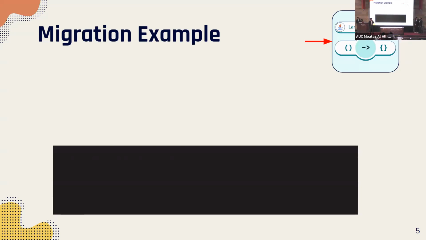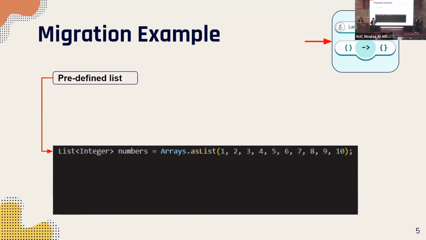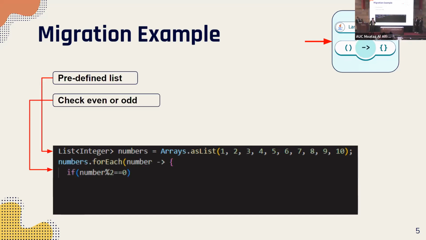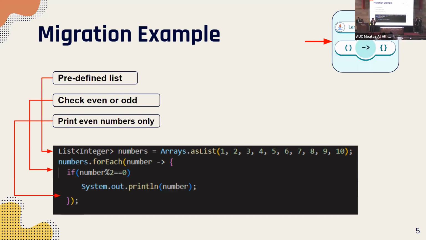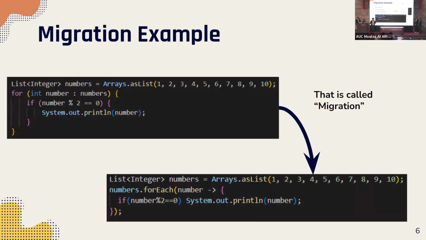After introducing lambda expressions, we can write this same logic in this way. This is the same predefined list, and now we use forEach on the numbers list, which takes a lambda expression that will be applied to each element in this list. Now we check whether it's even or odd, and we print it to the screen. Pretty simple. Now these two code snippets have the same logic and the same behavior. This process of replacing one library with another, or one functionality with another, while preserving the overall code behavior is called migration in our project.